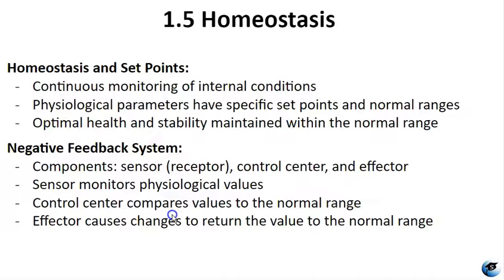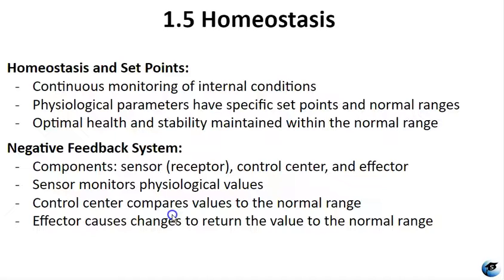Maintaining homeostasis involves continuous monitoring of internal conditions in the body, with each physiological parameter having a specific set point and normal range for optimal health and stability. For example, the human body temperature set point is around 37 degrees Celsius, but it fluctuates within a few degrees above and below. Control centers, primarily in the brain, employ negative feedback to monitor and counter deviations from homeostasis. This process is fundamental to understanding human physiology, and it encompasses various physiological conditions.